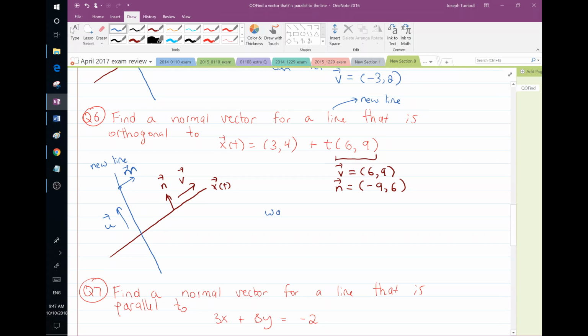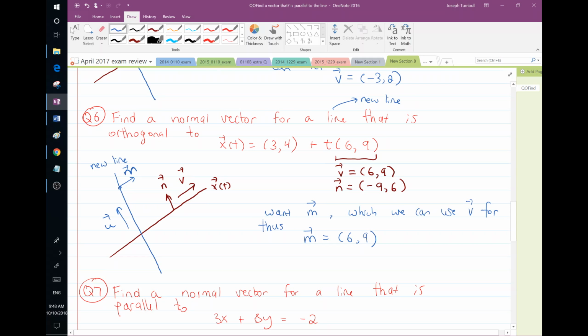Okay, now we want a normal vector. We want M, the normal vector for the new line. And look at what it lines up with. It lines up with being collinear, pointing in the same direction as V. Pointing the same way. Thus, our normal vector M is 6, 9.